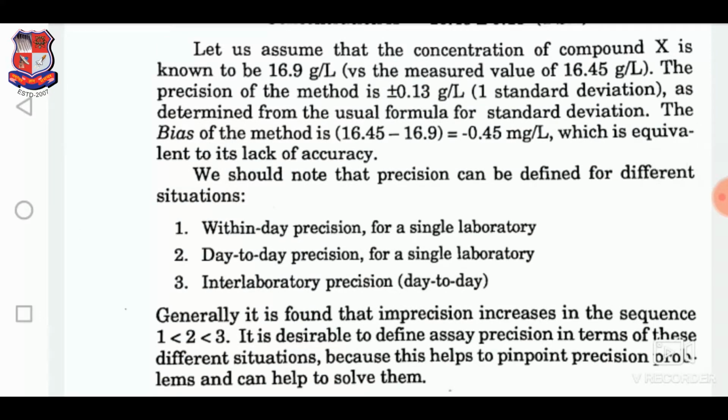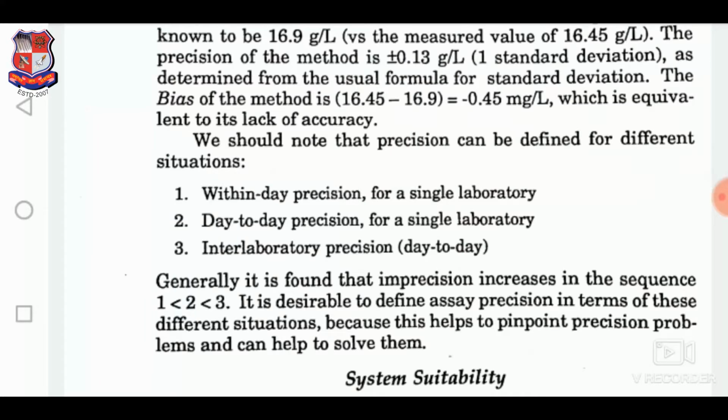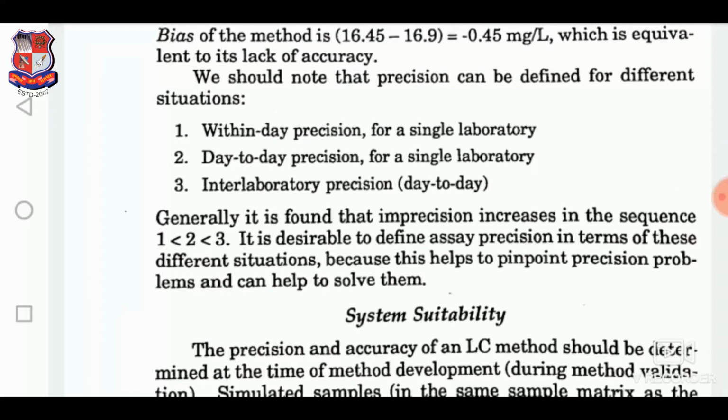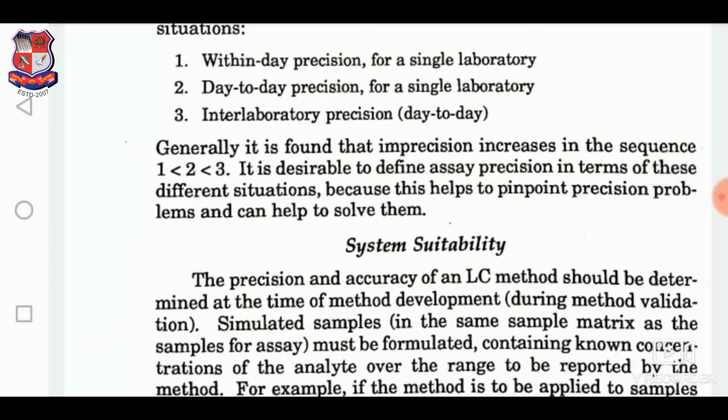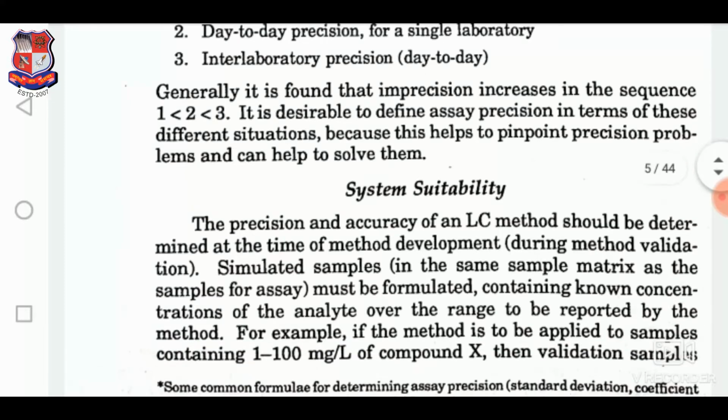So we should note that precision can be defined for different situations: within-day precision for a single laboratory, day-to-day precision for a single laboratory, and inter-laboratory precision. Generally it is found that imprecision increases in the sequence of within-day less than day-to-day less than inter-laboratory. It is desirable to define precision in terms of these different situations because this helps to pinpoint precision problems and can help to solve them.